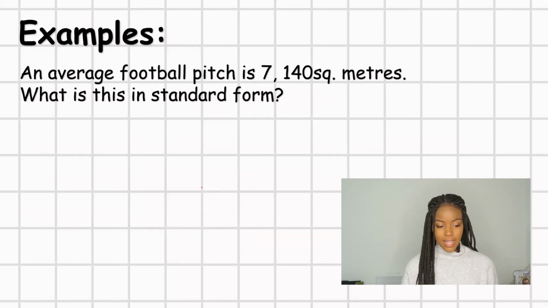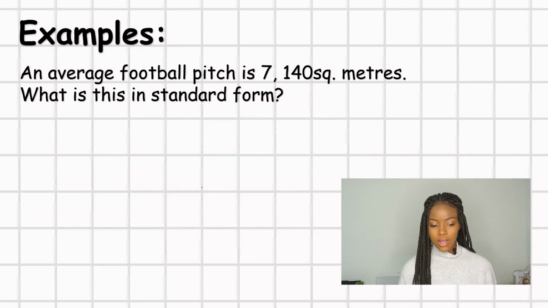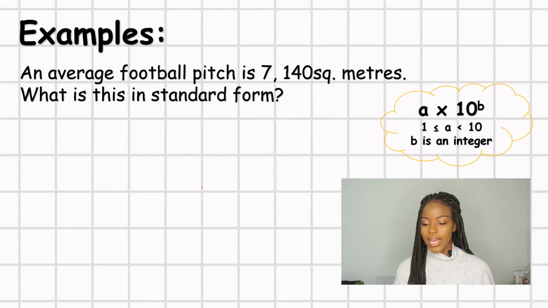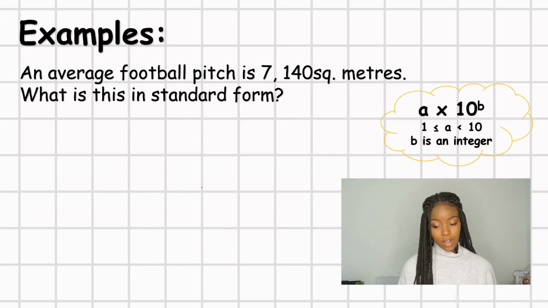This example says, an average football pitch is 7,140 square meters. What is this in standard form? So we have the rules here on the right hand side. I've written them a bit more concisely. So standard form is written as A times 10 to the power of B. A has to be greater than or equal to 1, but less than 10, and B is an integer, positive or negative. Looking at this number, we need to write A as a number between 1 and 10.